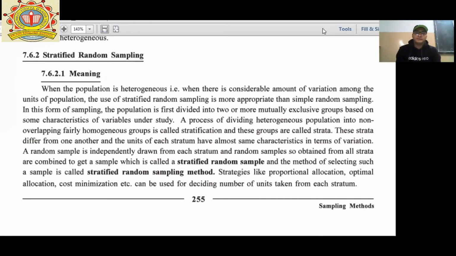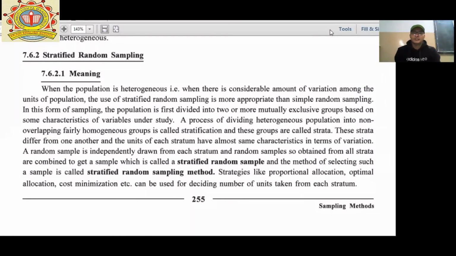Hello everyone. Today I am going to start a new topic, that is stratified random sampling. Here the meaning is, when the population is heterogeneous, that is, when there is a considerable amount of variation among the units of population, the use of stratified random sampling is more appropriate than simple random sampling.